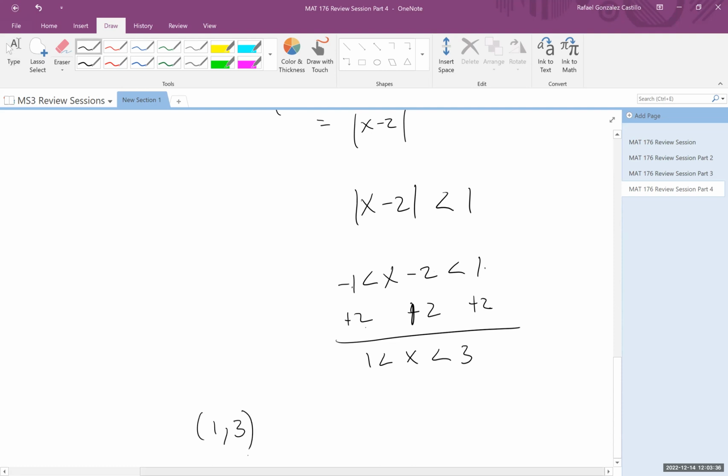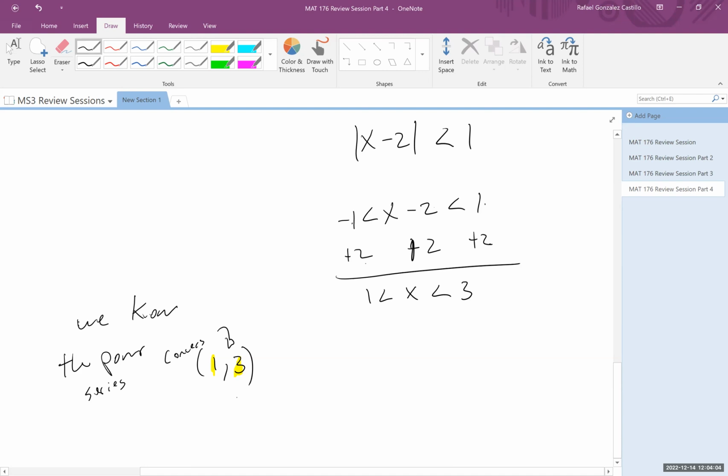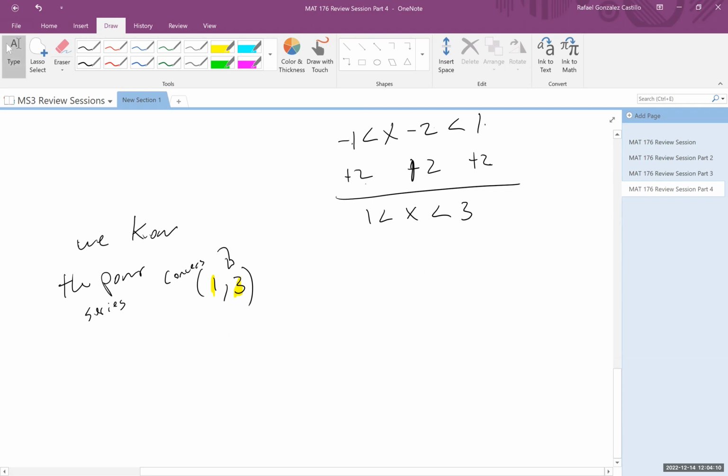But we're not done, because it could be that the power series converges at the endpoints, so we have to check each of them. We know for a fact that the power series converges on this open interval. But we still have to check the endpoints, because it could be that we converge at 3 or at 1 as well, or at both. So let's figure out what happens when we plug in 1 and 3. Let's check the endpoints.